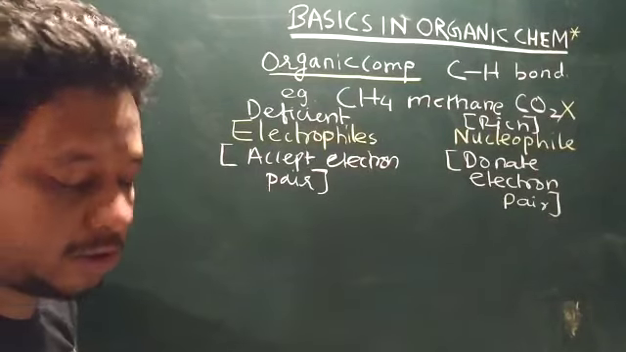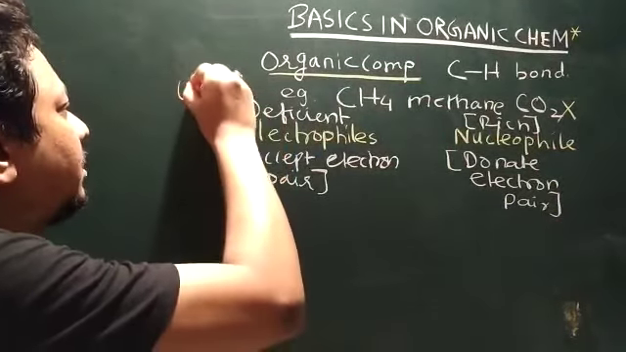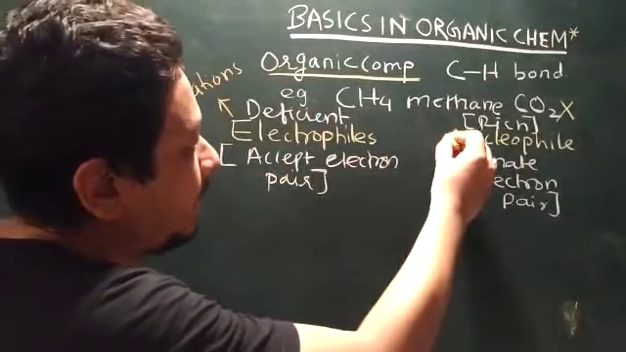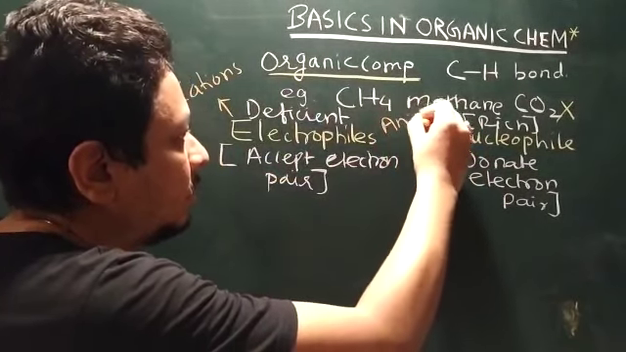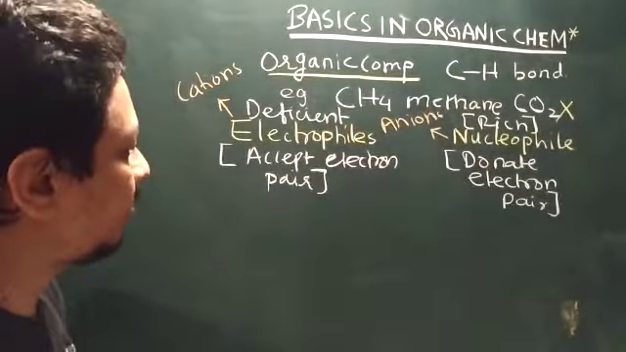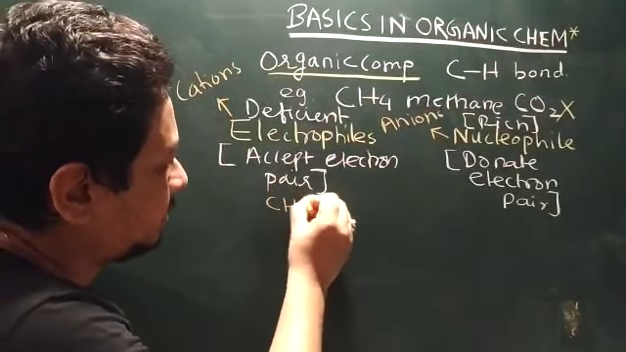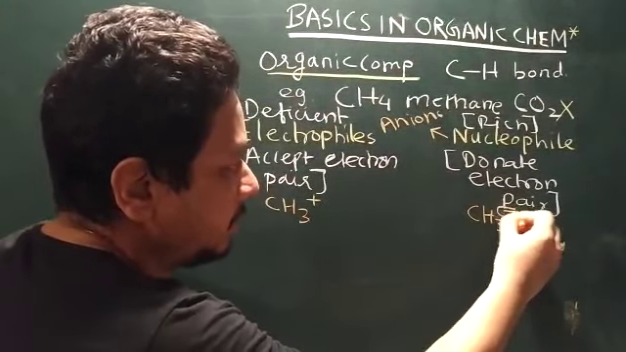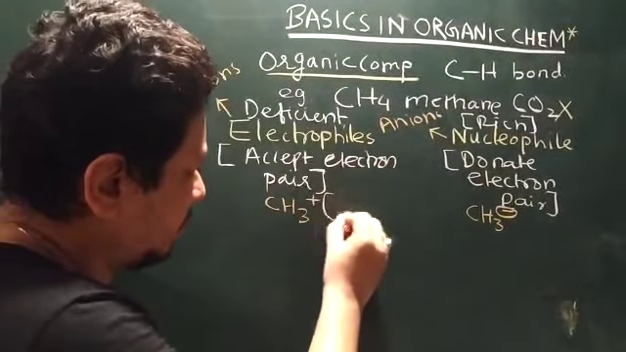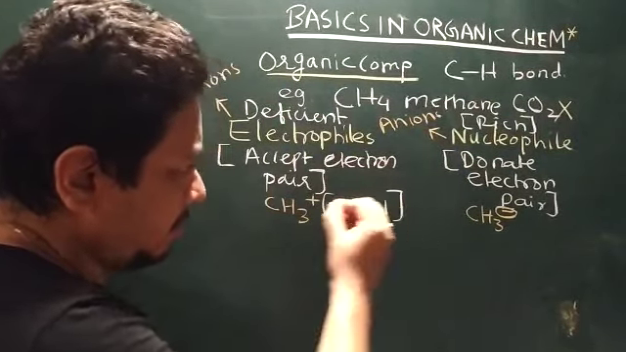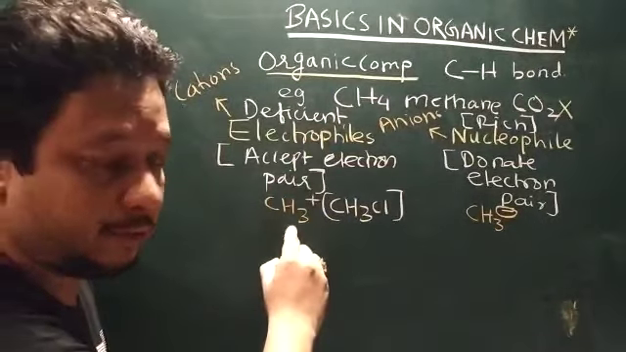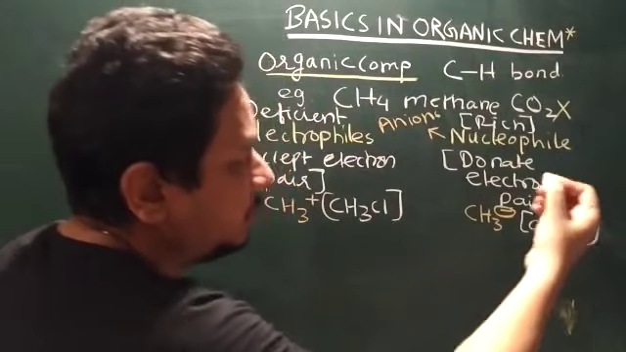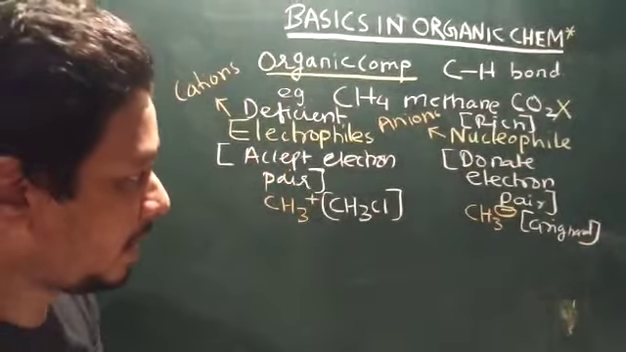Apart from that, you must know that any cation can behave like an electrophile because cation means deficiency, and any anion can behave like a nucleophile. For example, CH3 plus is an electrophile, but CH3 minus is known as a nucleophile. Normally, if you use the reagent CH3Cl, methyl chloride, it generates an electrophile. But if you use a Grignard reagent, that generates CH3 minus.